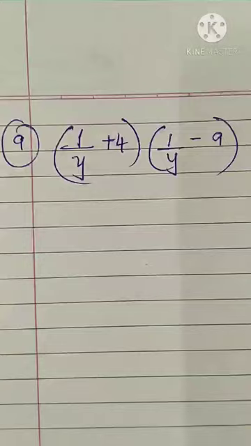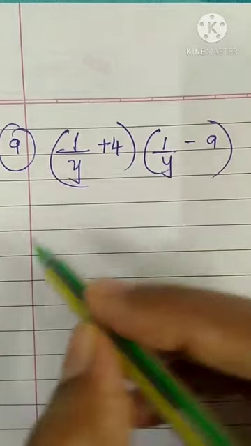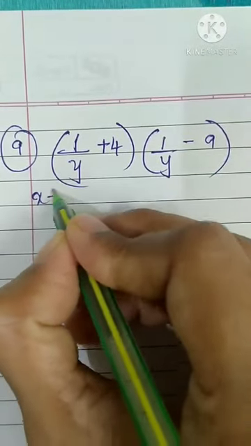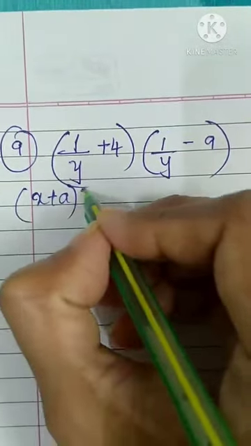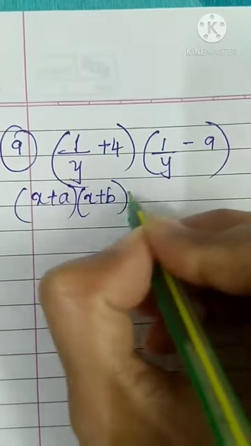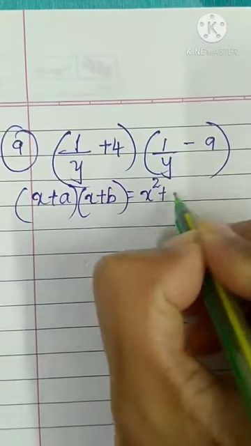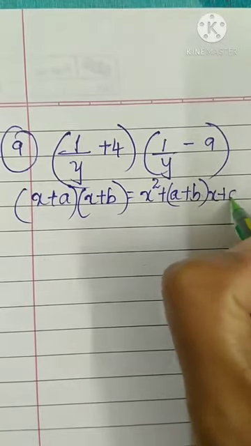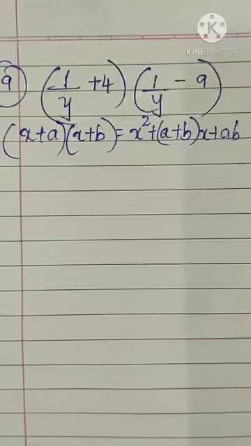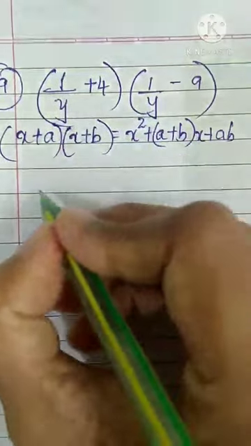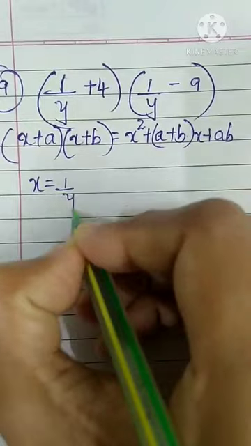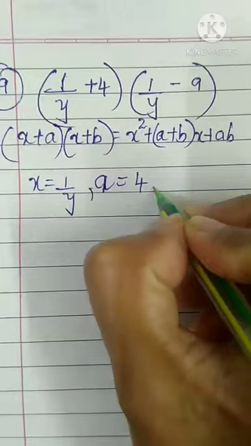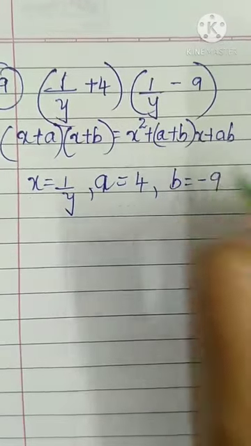Okay. Now we have the last sum. I want you to solve it. I will help you out. So according to the formula, (x plus a) into (x plus b), you have x square plus (a plus b) into x plus ab. So always write what is x? x is 1 upon y. What is a? a is 4. What is b? b is minus 9.